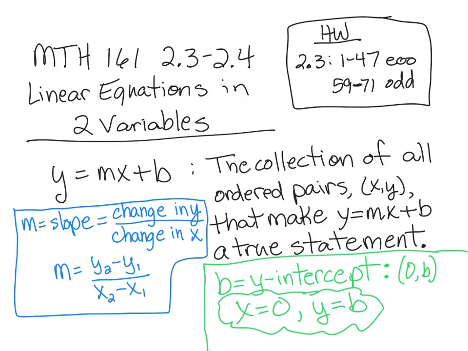Sections 2.3 and 2.4 deal with a particular type of function. We're talking about linear equations in two variables, so usually we have x and y, where x is the independent variable and y depends on what the x value is. The word linear here means that x is going to be to the first power, and if we look at the relationship between the x value and the y value, we'll see that it's a straight line relationship, okay?